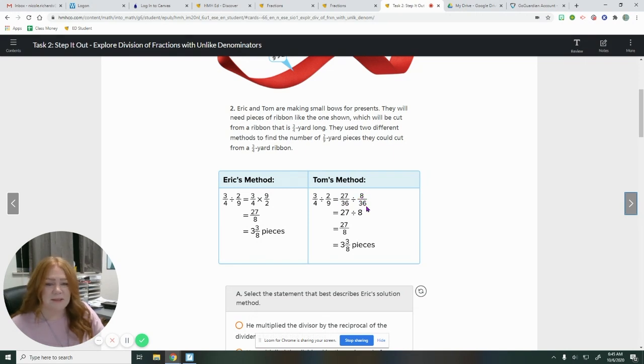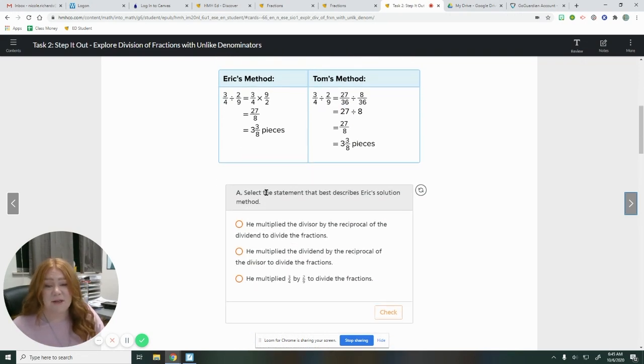So these bottom numbers cancel out. 36 divided by 36 is 1. So that's gone now. So 27 divided by 8 is not a great number, but it makes a fraction, 27 out of 8, which is what we ended up here. So then it goes in there 3 times and 3/8 left over. So if you like Tom's method of making common denominators and canceling out the denominators to make a new problem, that's great. You can use that. So you can choose either way that you like.